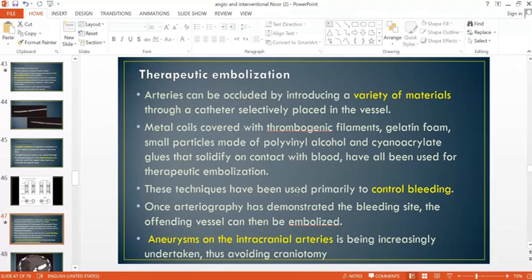These techniques have been used primarily to control bleeding. Once arteriography has demonstrated the bleeding site, which is the site showing active extravasation of contrast, the offending vessel can then be embolized. Embolization of the aneurysm sac in intracranial aneurysms is being increasingly undertaken, thus avoiding craniotomy.